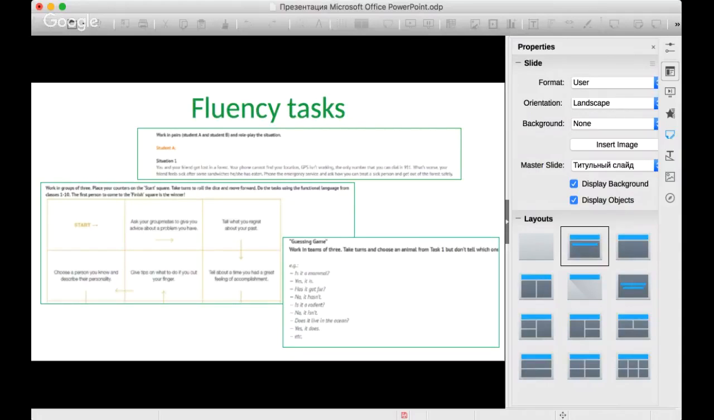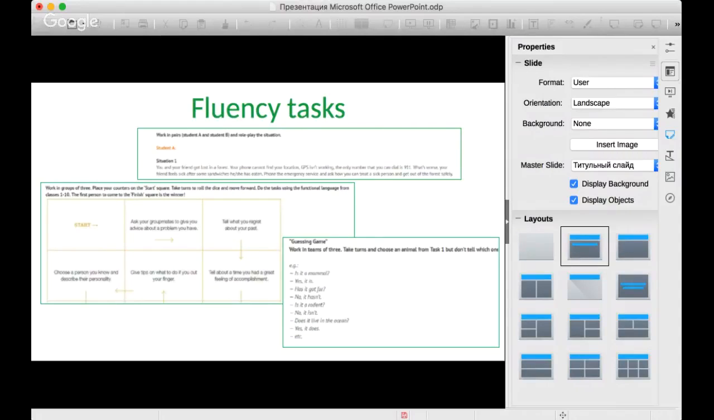The second task you may see is based on the topic of wishes or regrets, and again students here need to answer questions, tell examples of situations, or tell what they want to change in their life, and so on. So again, this is an example of the fluency tasks.